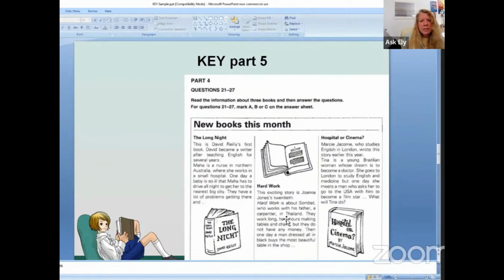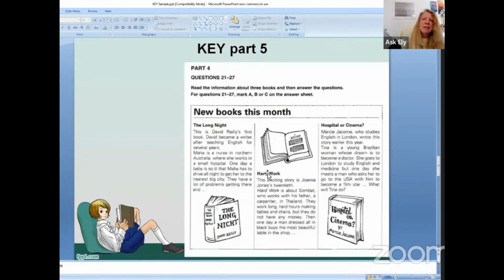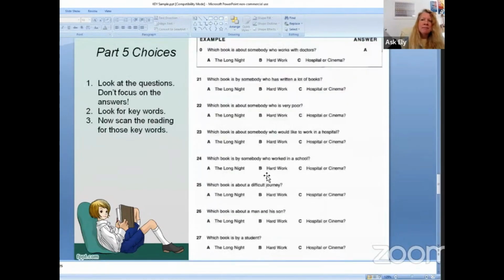Right? We know that this one's about carpenters, and we know this one's about a student. So this is the one. This is the answer, letter A. Be careful. Letter A, not number A. Letter B, not number B, right? Number 24, letter A.